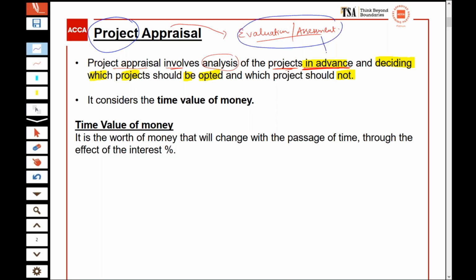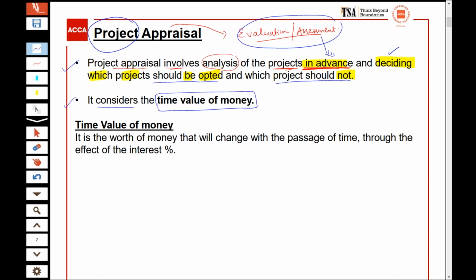You are evaluating the project in advance in order to decide whether or not the project should be opted, and which project should not. Now, the second point is that project appraisal considers the time value of money.